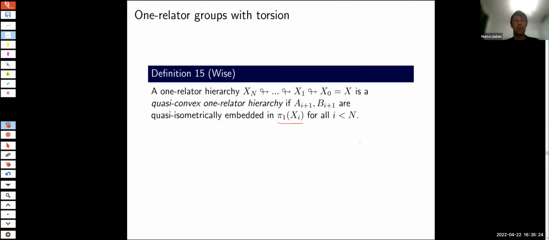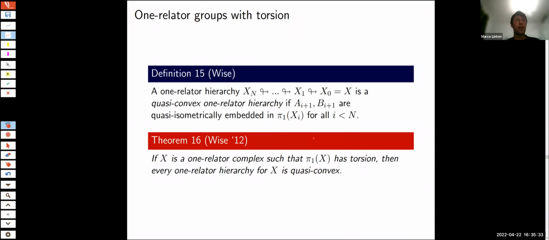Okay. So Dani Wise introduced these quasi-convex hierarchies, and he showed that if we have a one-relator group which has torsion, then every one-relator hierarchy for X is a quasi-convex one-relator hierarchy. Using a lot of machinery which he developed, he showed that all these hierarchies are quasi-convex. We know that a one-relator group with torsion is hyperbolic. So using these hierarchies, he could show that such groups must be virtually special and therefore residually finite. And that's how we resolved Baumslag's conjecture on residual finiteness for one-relator groups with torsion.